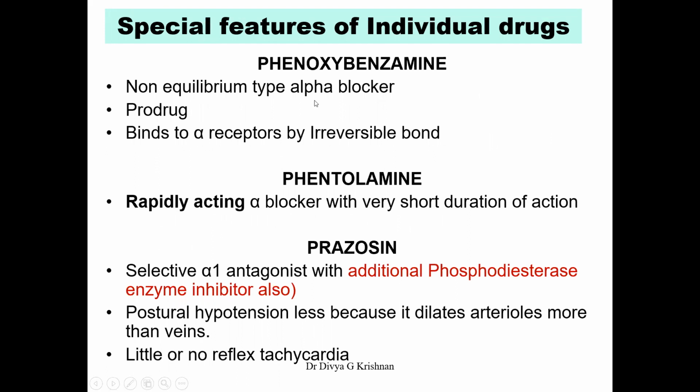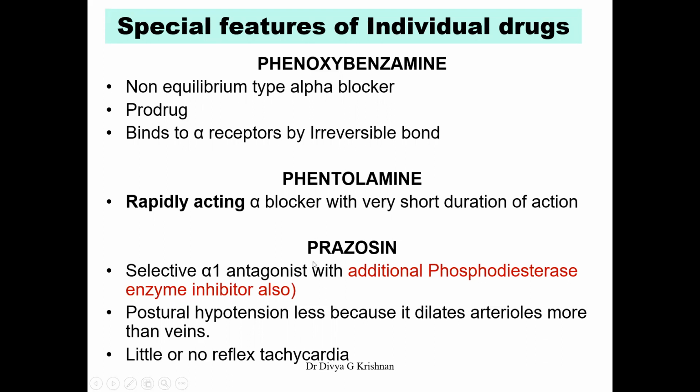So phenoxybenzamine is a non-equilibrium type alpha blocker. It is a prodrug and it binds to the alpha receptors by an irreversible bond. The uses of phenoxybenzamine I have already mentioned under the uses section of the alpha blockers. Now, phentolamine: the most characteristic feature of phentolamine is that it is the most rapidly acting alpha blocker, with a short duration of action.